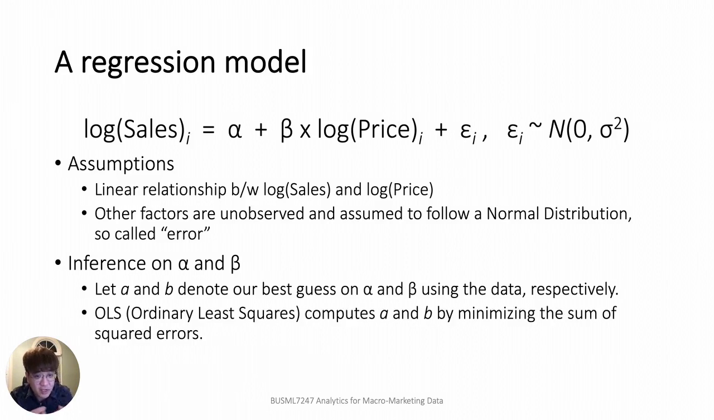OLS, which stands for ordinary least squares, is a method to have the best guess. This method determines the values of A and B by minimizing the sum of squared errors.